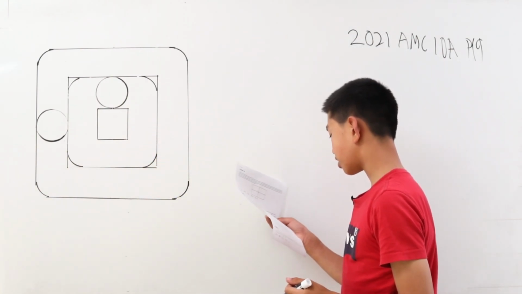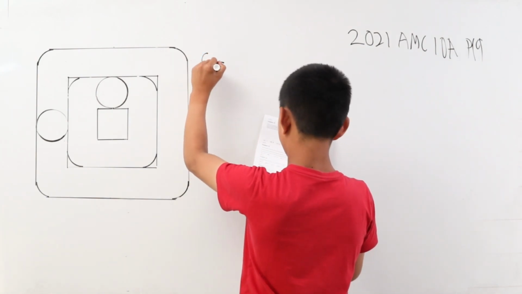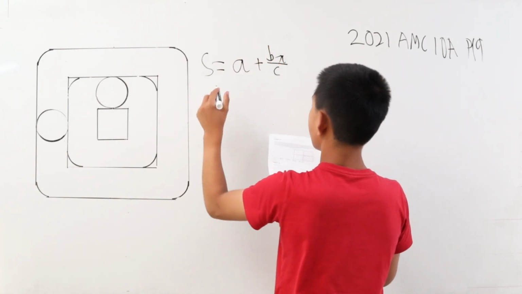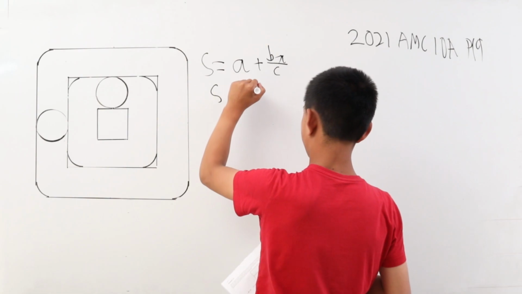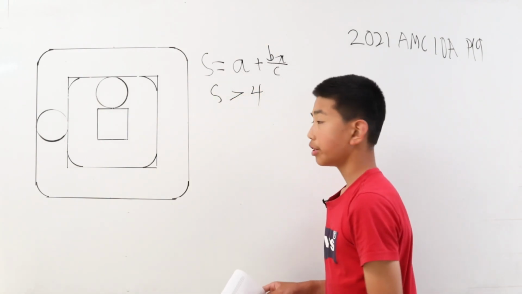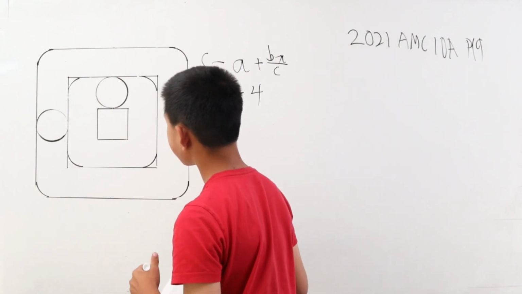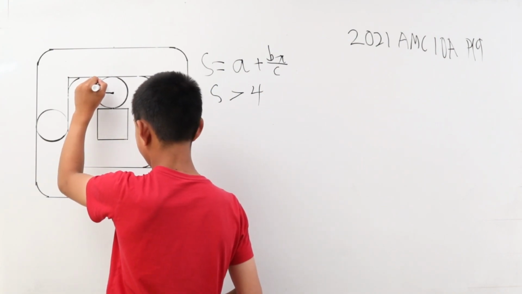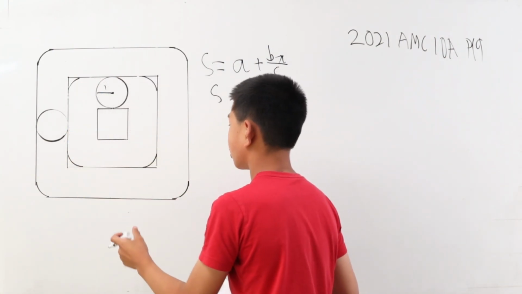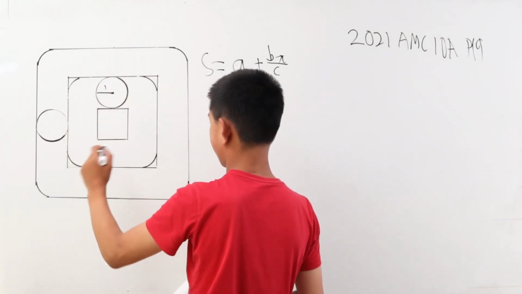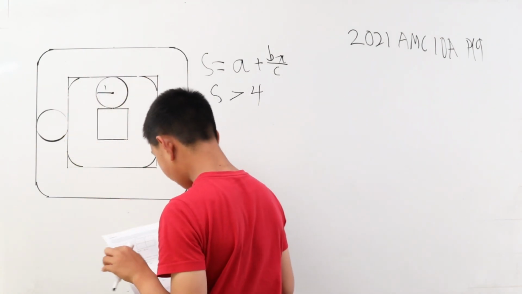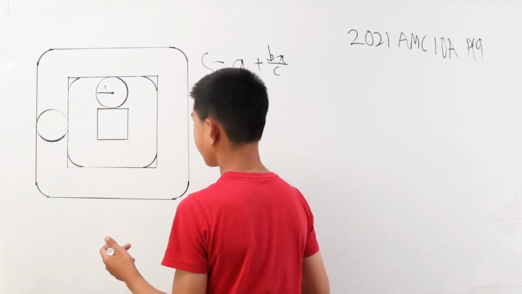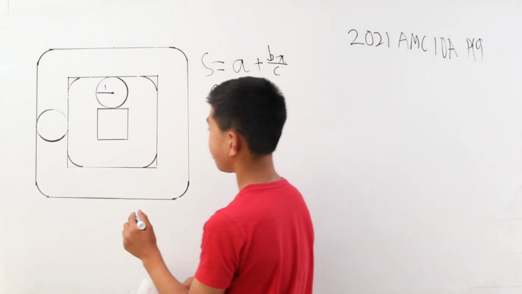Now S, it says, can be expressed as S equals (A plus B pi) over C, and S is greater than 4. We also know that these two circles are exactly the same. Let's call this the center. We also know the radius is 1. The first circle moves around the square in this area, and they call this area A. Now we can find this area.